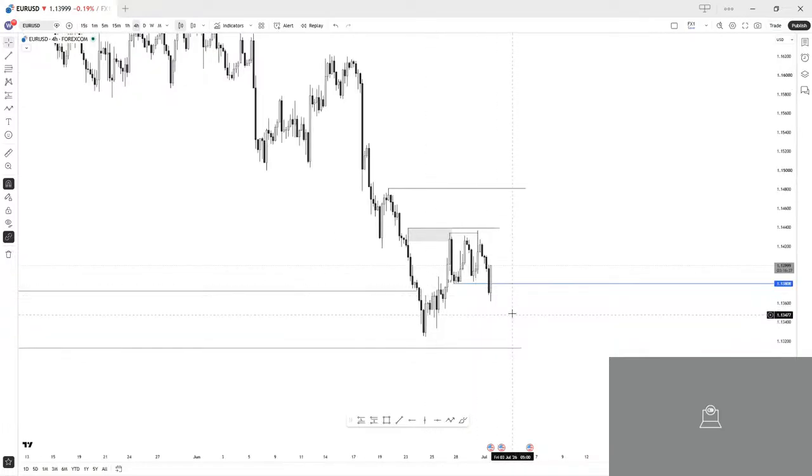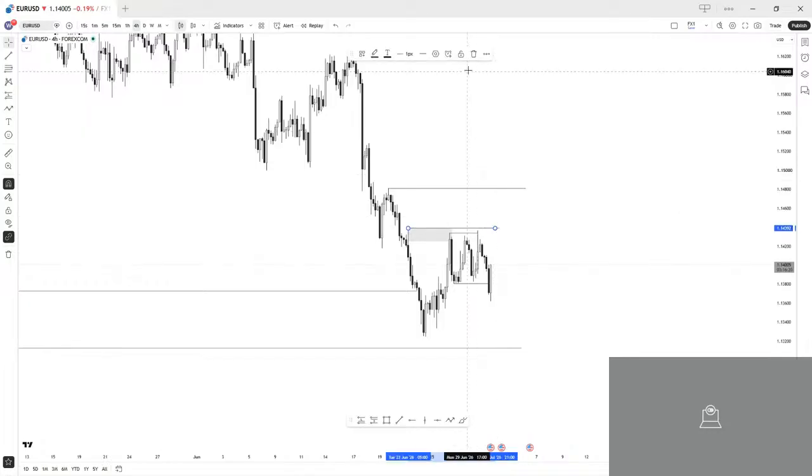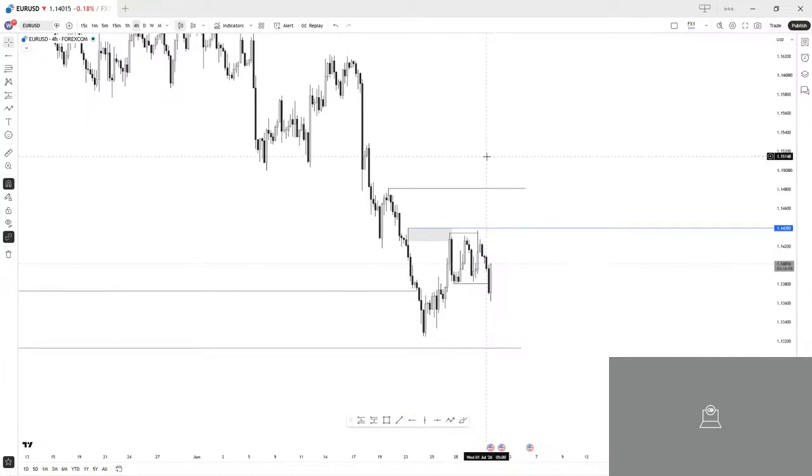On EURUSD, we can see that we've taken out this low. And I believe it's time for us to see some moves to the upside. We've trapped all these buyers, and I believe we can see EURUSD back at this high. So all these are trading possibilities that could happen. And maybe also reach these highs.